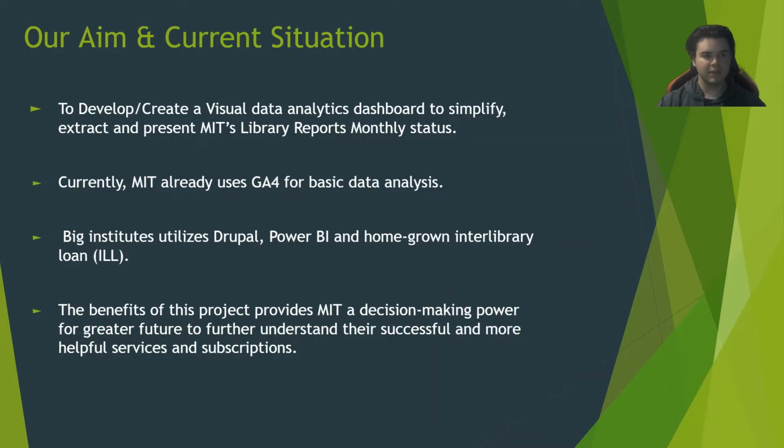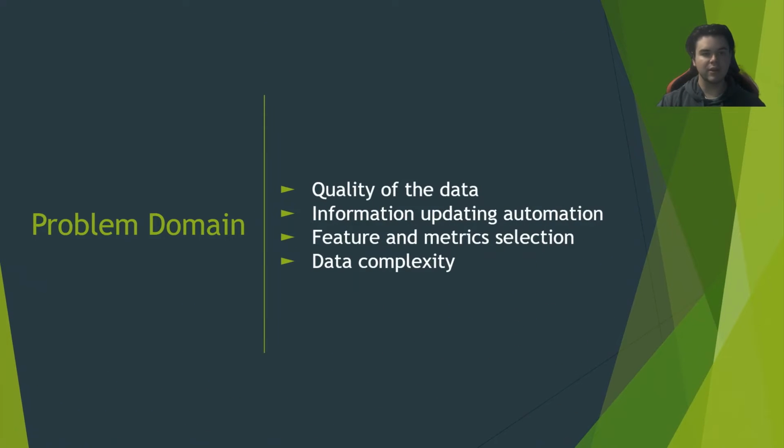To give you a bit of current situation and background, MIT already uses Google Analytics 4 for basic data analysis. Big institutes use Drupal, Power BI and homegrown interlibrary loan, or ILL for short. The benefits of this project provide MIT with decision-making power moving forward as they continue to grow and expand, to further understand their most successful and helpful services and subscriptions. I'm now going to hand over to Wenjing to explain the problem domain. Thank you.